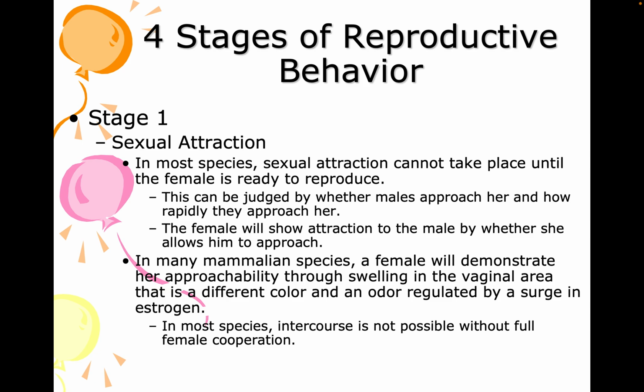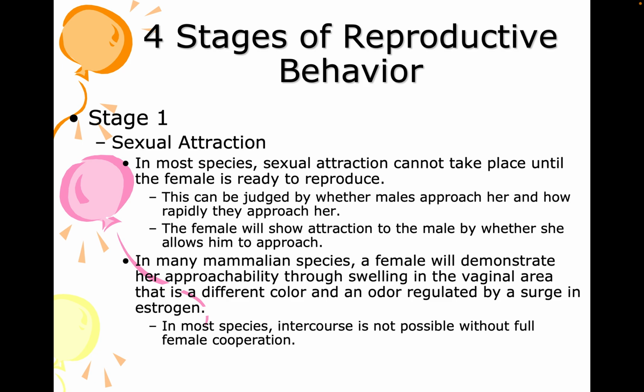In most species, sexual attraction cannot take place until the female is ready to reproduce, and that's almost all species. There is no such thing as rape as far as cows and horses and pigs are concerned. This can be judged by whether males approach her and how rapidly they approach her. The female will show attraction to the male by whether she allows him to approach.